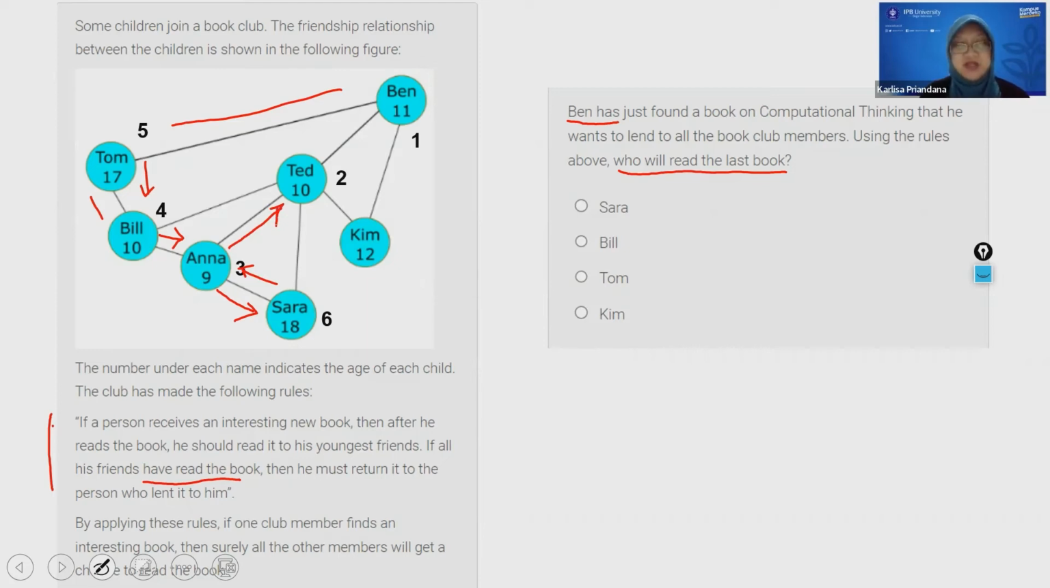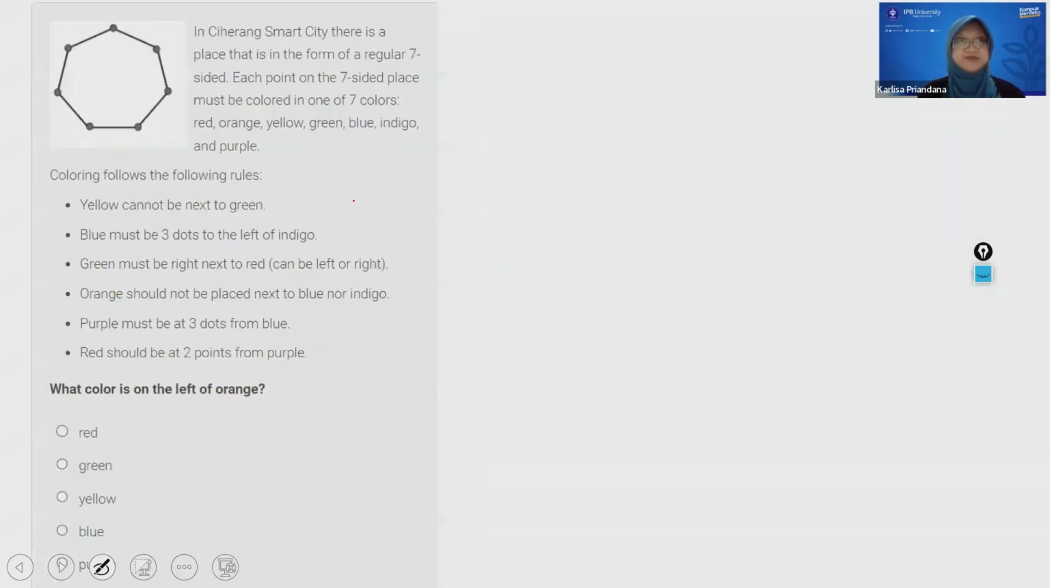Ben already read the book. So Ted will lend it to Kim, his only friend who has not read the book yet. Okay. So the last person who read the book will be Kim for this problem. Okay, I think it's quite clear. Okay, let's move on to the next problem.